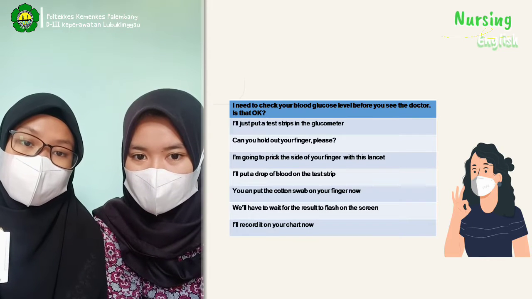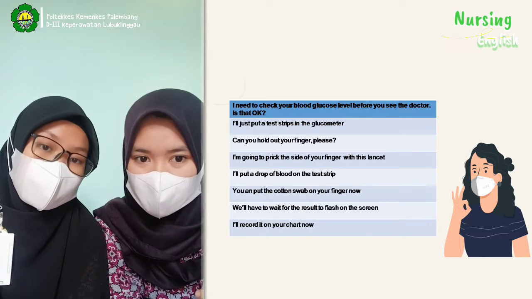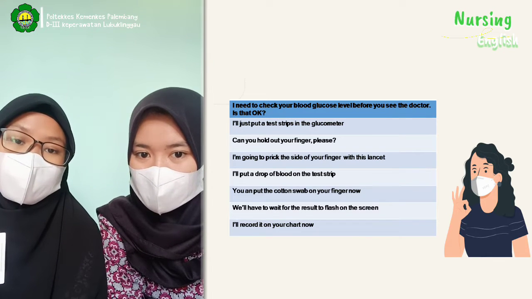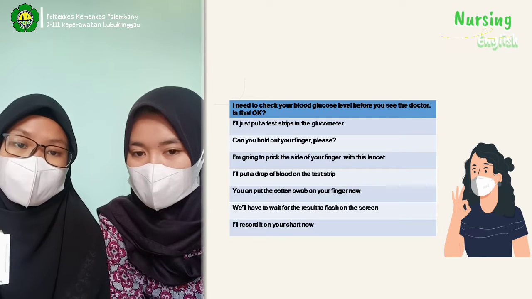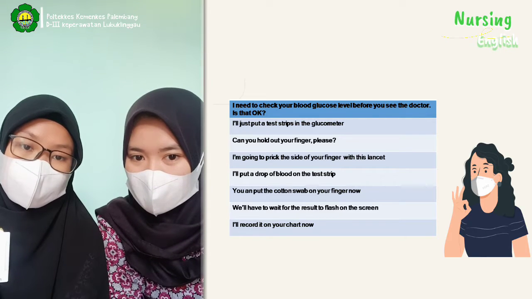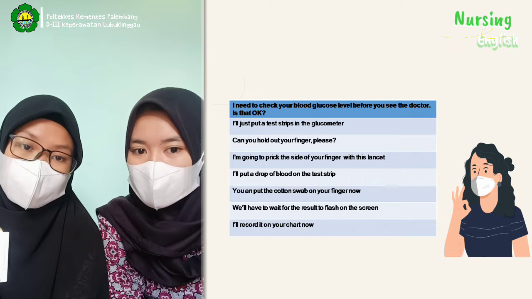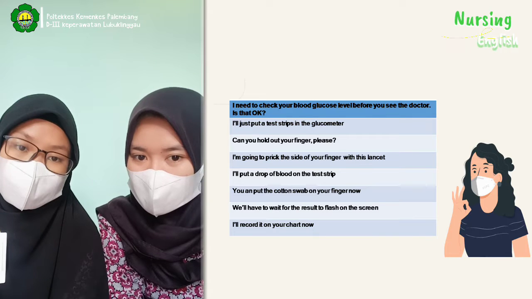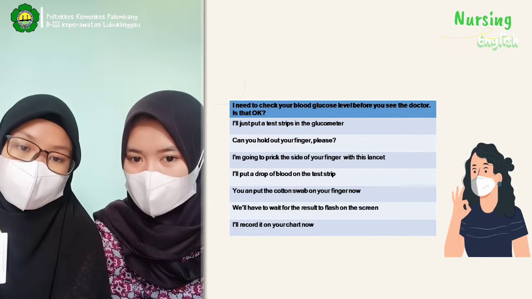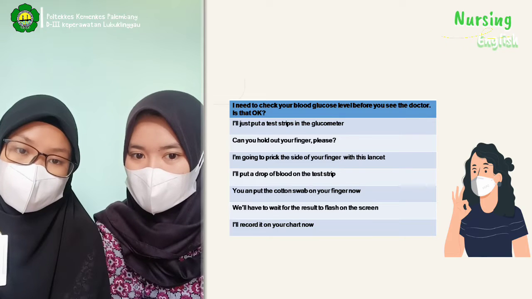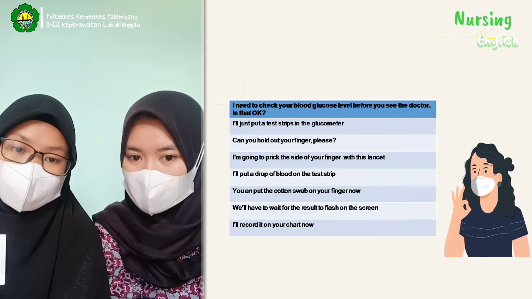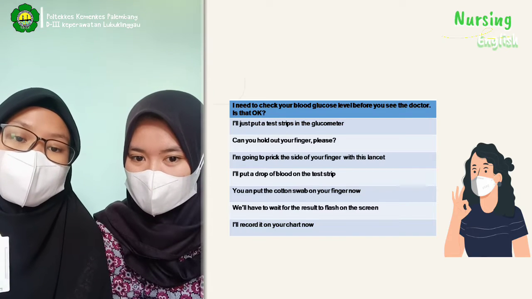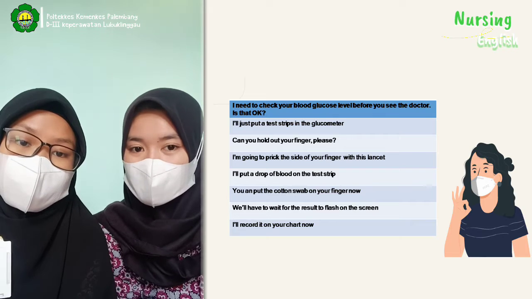I need to check your blood glucose level before you see the doctor. Is that okay? I'll just put a test strip in the glucometer. Can you hold out your finger, please? I'm going to prick the side of your finger with this lancet. I'll put a drop of blood on the test strip. You can put the cotton swab on your finger now. We'll have to wait for the result to flash on the screen. I'll record it on your chart now.